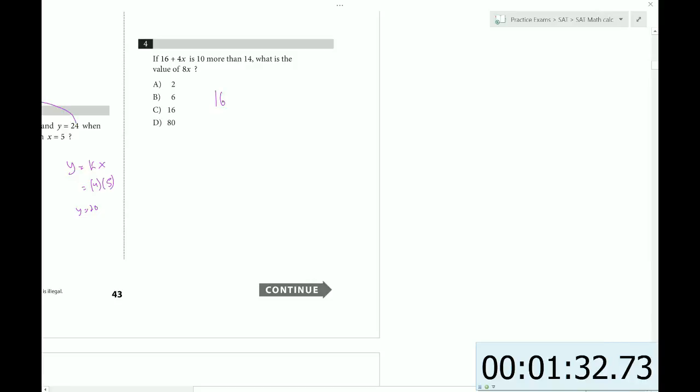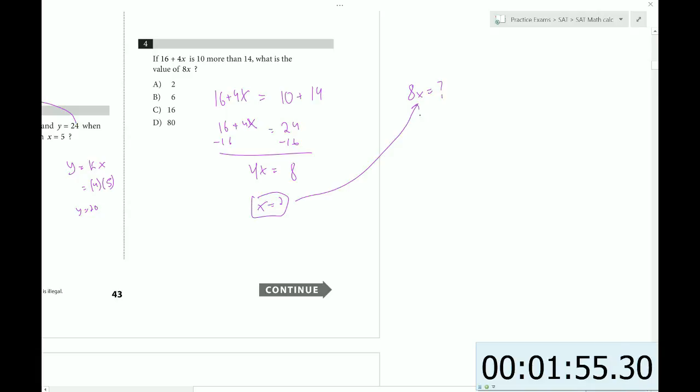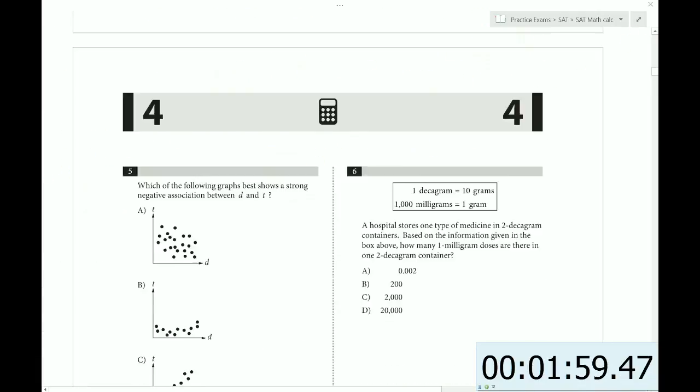If 16 plus 4x is 10 more than 14, what is the value of 8x? So this side is 24, plus 4x. Subtract 16 from both sides, we get 8. So 4x is 8, divide by 4, x is 2. Then plug in here, and we get 16 for 8x.